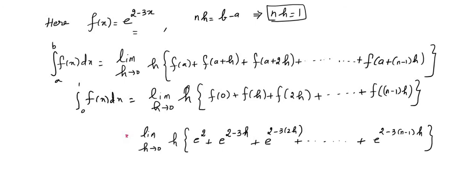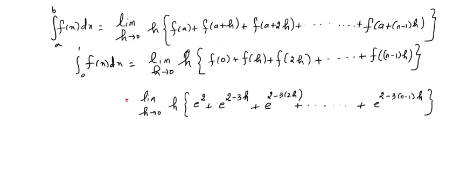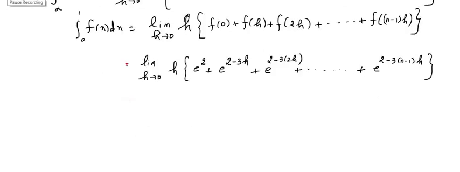Now we have to group the terms accordingly. What are the terms here? See all this, how can I write? That is limit h tends to 0, h into, this is e square. This I can write as e power 2 into e power minus 3h, plus e square into e power minus 6h. Like this I can go on. Okay. Next step.